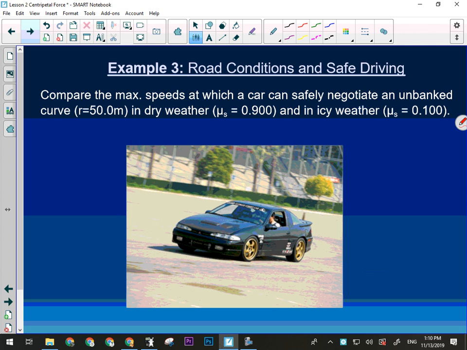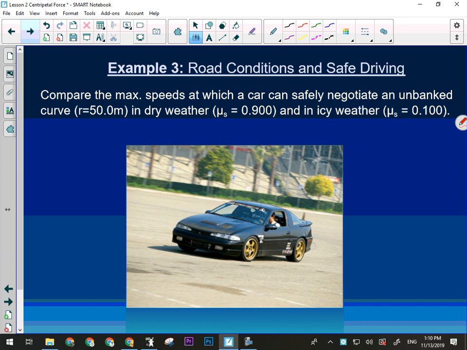Let's have a look at the effect of friction on how fast you can take a corner. We're going to compare the maximum speeds at which a car can safely negotiate a regular unbanked corner in dry weather, where the coefficient of friction is 0.9, and icy weather, where the coefficient of friction is 0.1. Ice very quickly decreases the coefficient of friction. This is 1/9 the amount of friction available on a dry road. So a very, very major decrease.